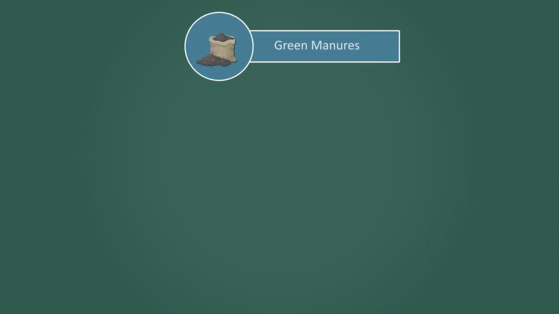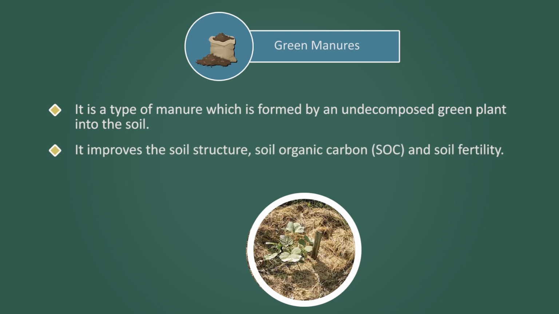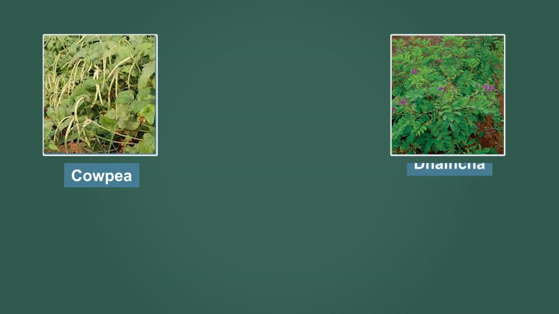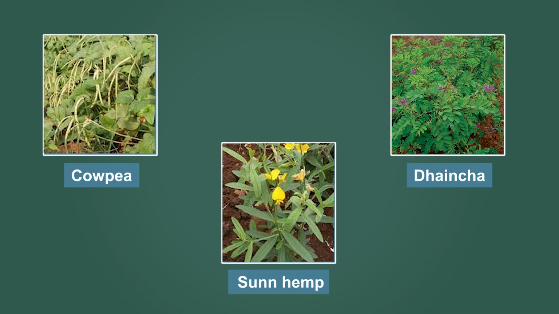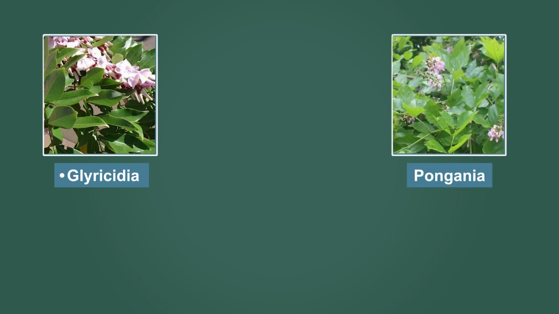Second is green manure. It is a type of manure which is formed by incorporating undecomposed green plants into the soil. It improves the soil structure, soil organic carbon, and soil fertility. Green manure also prevents the soil from erosion. Some of the green manure crops are cowpea, daincha, sun hemp. Some of the green leaf manures are Gliricidia, Pongamia, and Gulmohar.